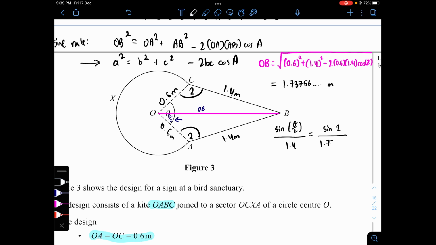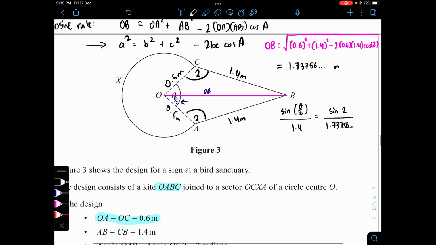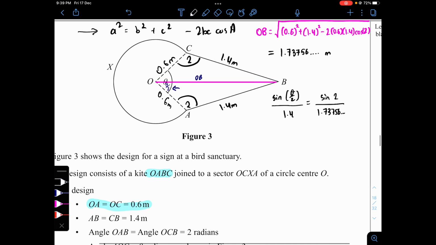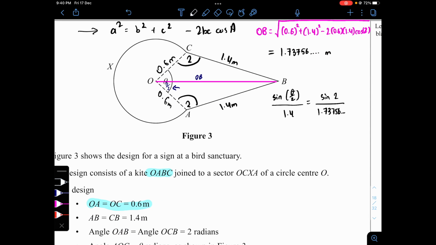1.73756. And now all we need to do is find this angle over here, right? All we need to find is this angle. We need to rearrange and then inverse sine. So how do we do that?